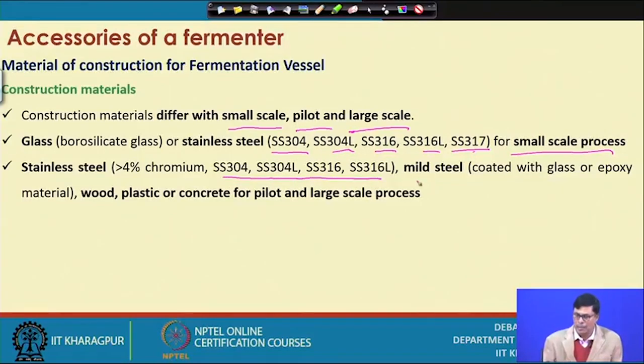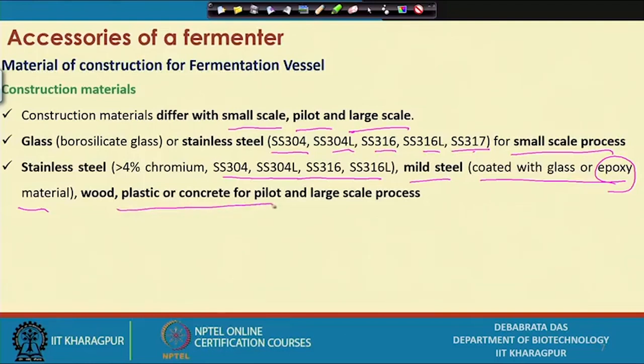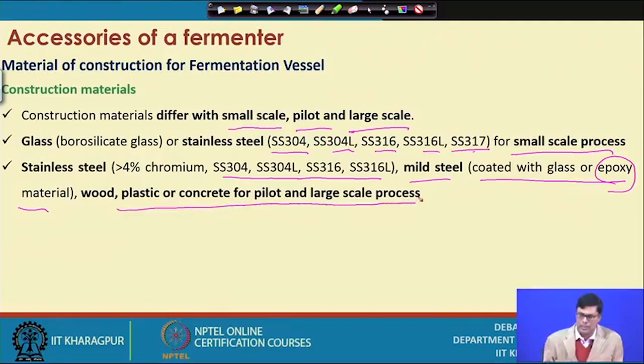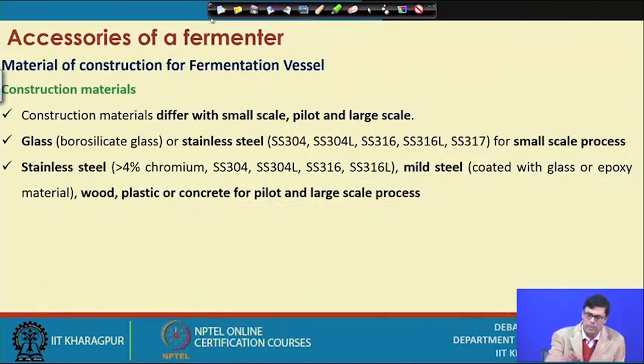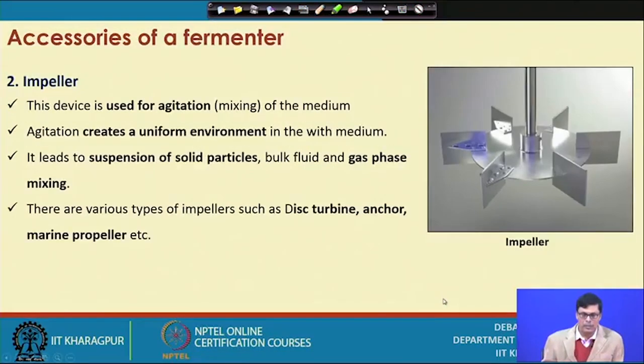For stainless steel, we use more or less the same thing, and mild steel coated with the epoxy material. We know epoxy protects against the acid and H2S effect, so we can protect the mild steel from that. Sometimes we use the epoxy coating material with the mild steel, and wood, plastic and concrete for pilot and large scale. In some cases we use these most, but mostly, as I told you, we prefer the stainless steel material.